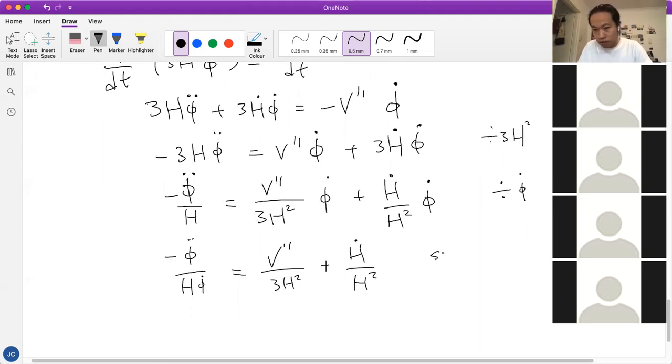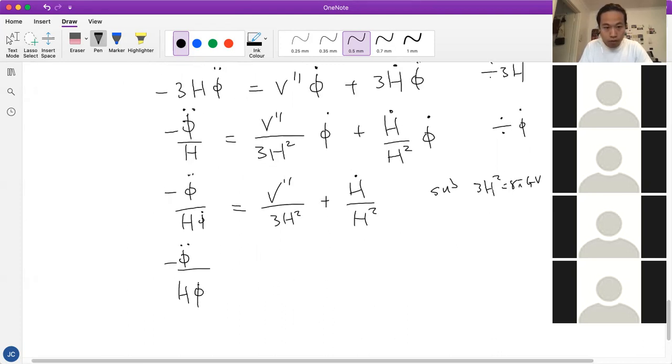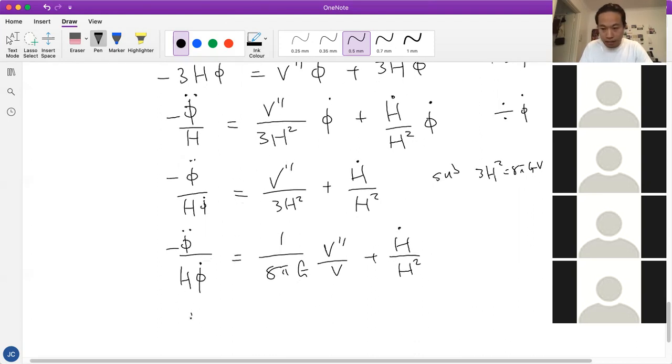Okay, the final step is just sub in the first Friedmann equation again. So sub in 3h squared is equal to a pi g v into this term. So then you end up with minus phi double dot on h phi dot equal to 1 over a pi g v double dash on v plus h dot on h squared. Okay, and now this thing is eta h, this thing is eta v, and this thing is minus epsilon h.